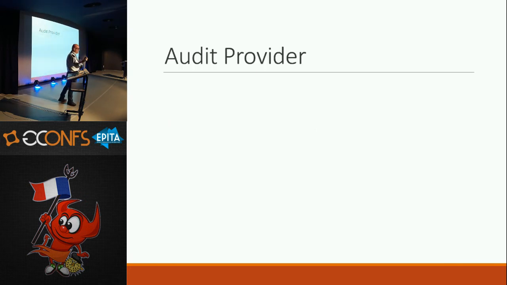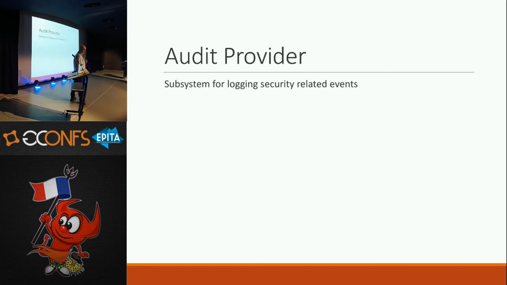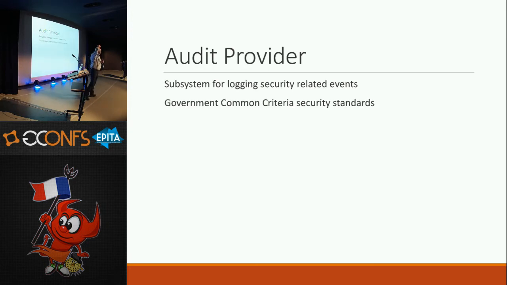So I mentioned other things we added. So in the Cadets project, we are using audit, the audit subsystem in FreeBSD, to audit the system as it runs. And we've added an audit provider. So this is a subsystem for logging security-related events. It was originally done for the US government's Common Criteria Security Standards. It's been optional in FreeBSD since 2004. This is work done by Robert Watson and others.